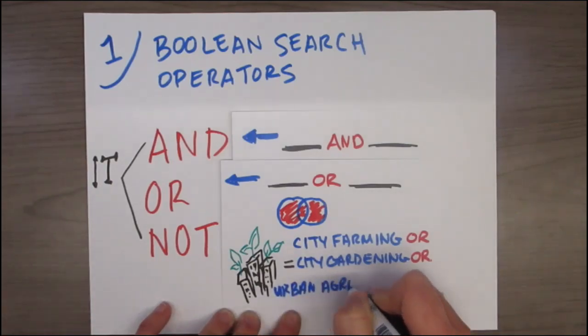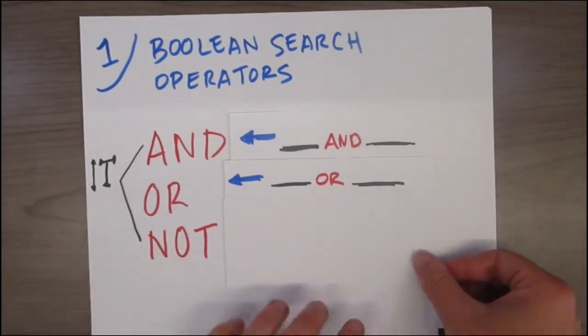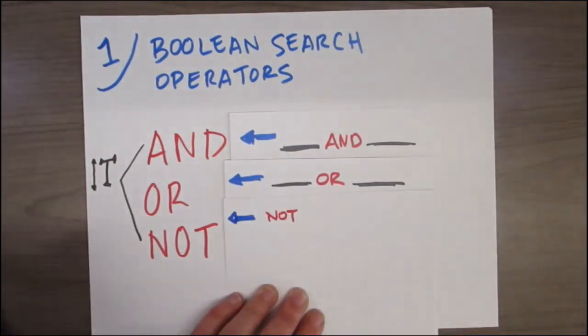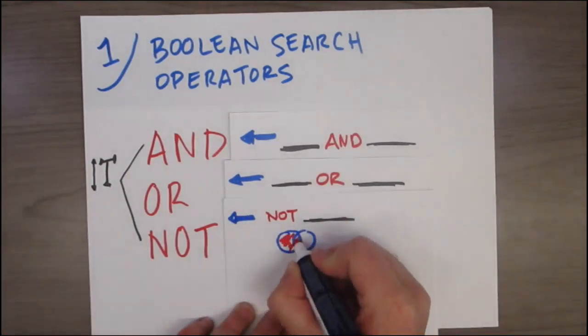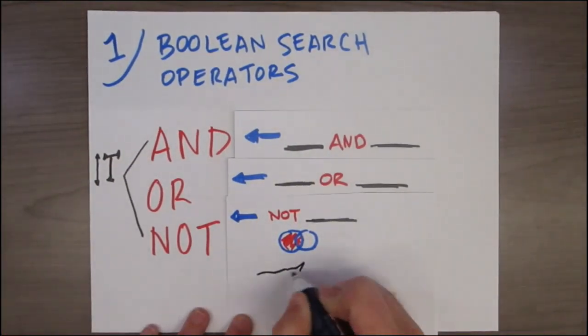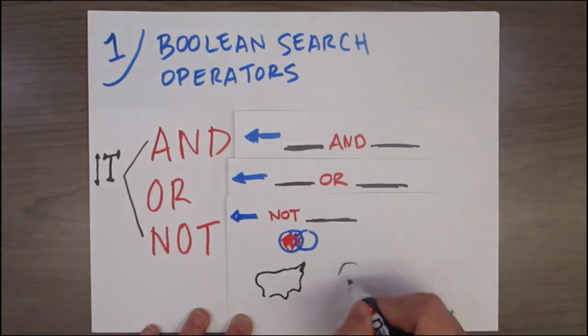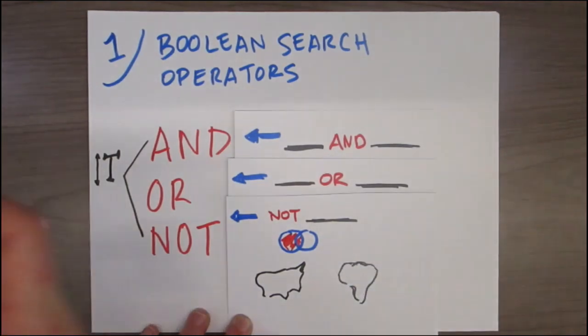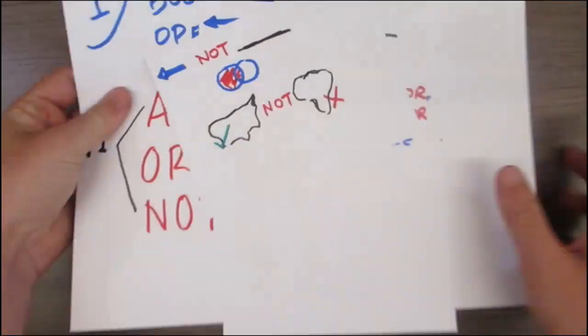And finally, the Boolean search operator NOT removes search results you may not need by filtering out specific words. For example, if you are interested in information only about food security in the United States, but kept getting articles about food security in Africa, you could write NOT Africa and it will exclude that information from your results.